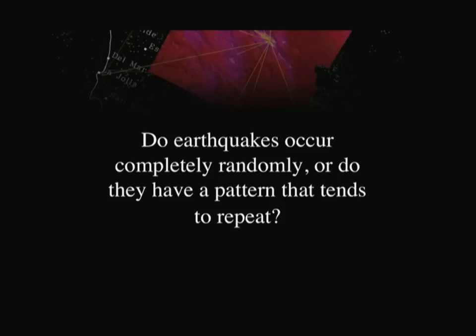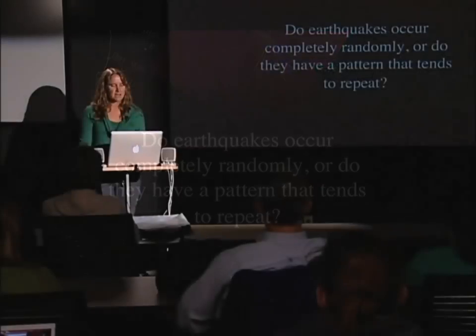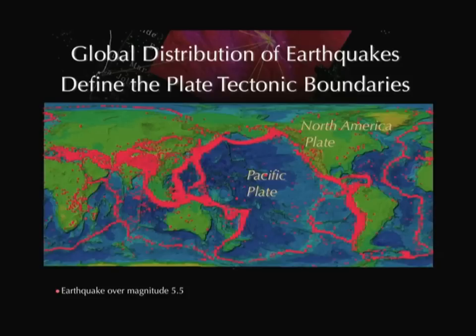Next question: do earthquakes occur completely randomly, or do they have some kind of pattern that tends to repeat? If you ask any seismologists, they almost always get it right. They know there's some kind of pattern that tends to repeat. Here's a look at the global distribution of earthquakes that define the plate tectonic boundaries. So a flat map of the world. Alaska is up here in the north, as it should be, and Hawaii is relatively far from us, as it should be. Each earthquake shown here, magnitude 5.5 and above, is shown as a red orb. And you can see that some are scattered here and there, but most of them define these plate tectonic boundaries.